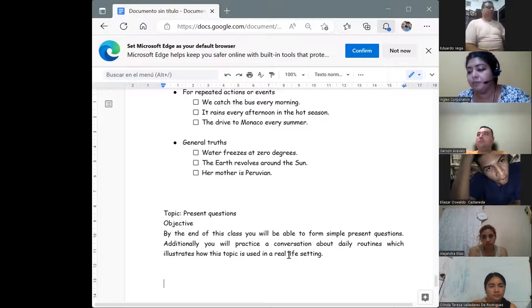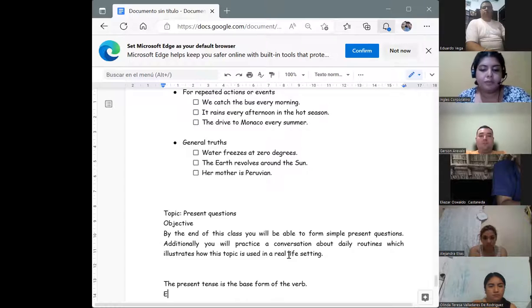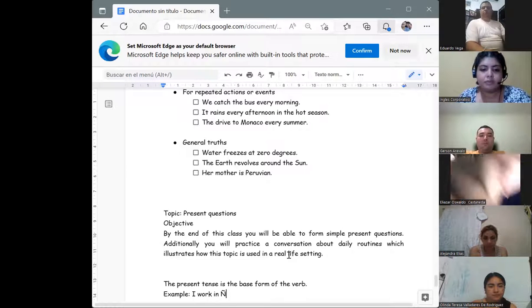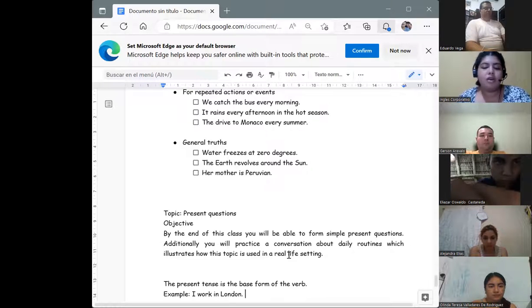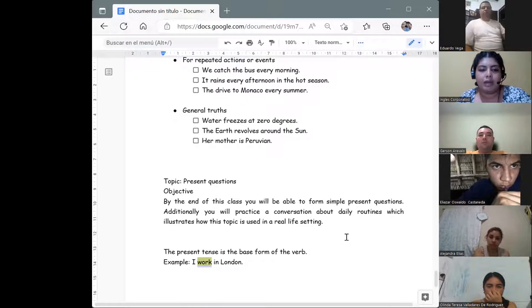So, the first thing. The present tense is the base form of the verb. And we have an example. I work in London. Yo trabajo en Londres. I work. Este es el verbo work y está en presente porque estamos utilizando la forma base de este verbo.